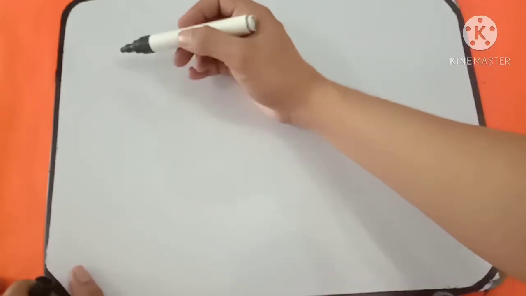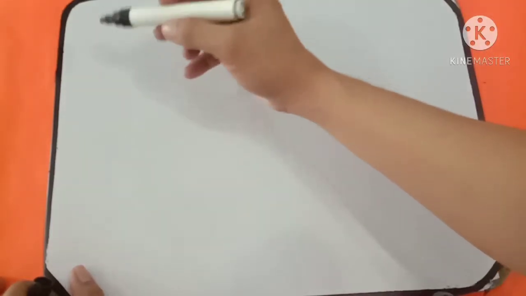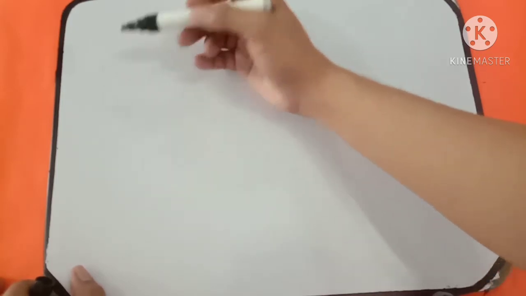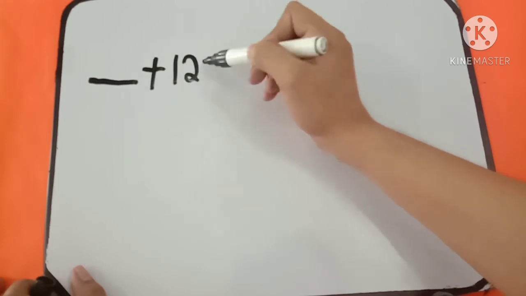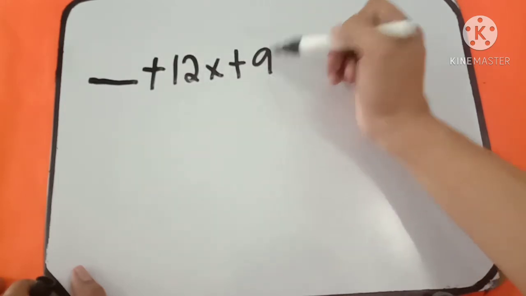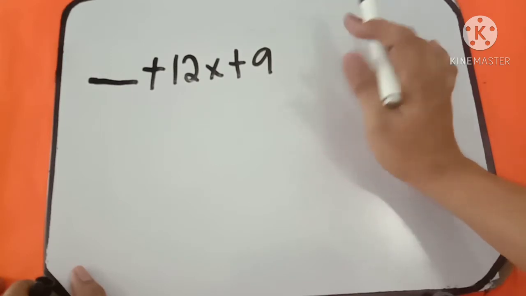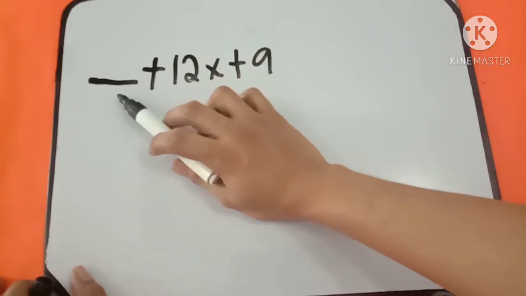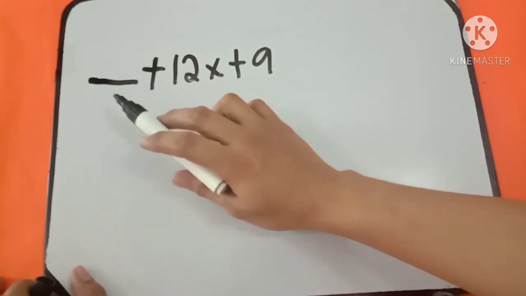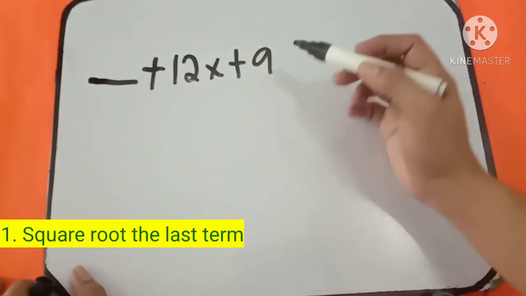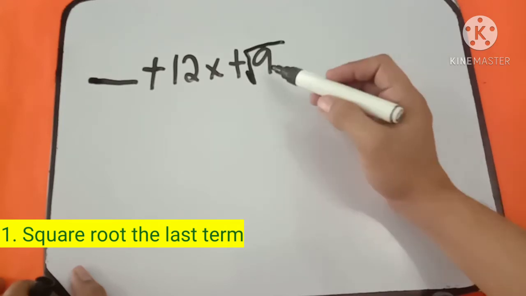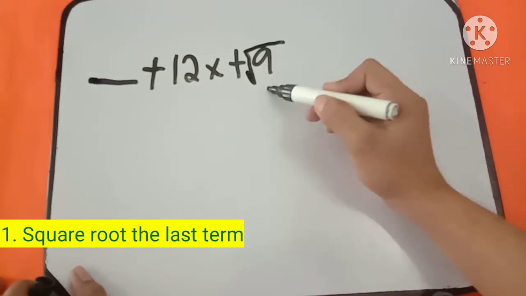This is an example of getting the first term of the trinomial. Let's say we have blank plus 12x plus 9. If you observe, the first term is blank, because it is our task to find its value. In order to get the value of the first term, our first step is to square root the last term. Again, square root the last term. Then the square root of 9 is 3.